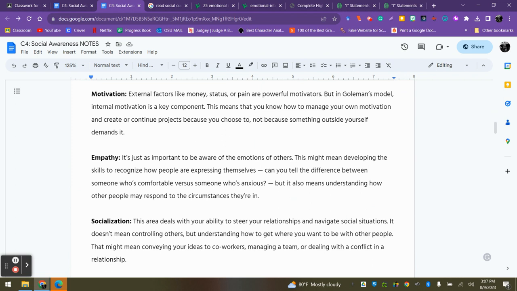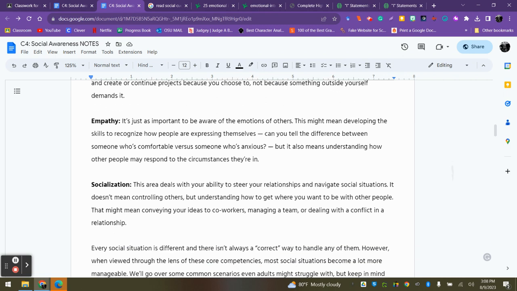Number 3, motivation. External factors like money, status, or pain are powerful motivators. But in Goleman's model, internal motivation is a key component. This means that you know how to manage your own motivation and continue projects because you choose to, not because something outside yourself demands it.